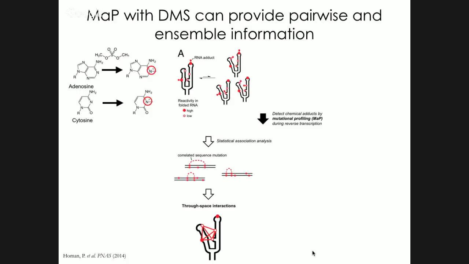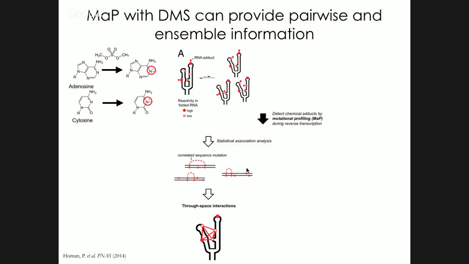Moving on to the second paper from the Weeks Lab, the authors used high doses of DMS, which is, if you recall, the other reagent that I showed you on one of my earlier slides, which modifies the base pairing edge, the Watson-Crick edges, of A's and C's. They used a high dose of the modification reagent to potentially induce multiple mutations per RNA molecule, which are read out by the mutational profiling protocol.